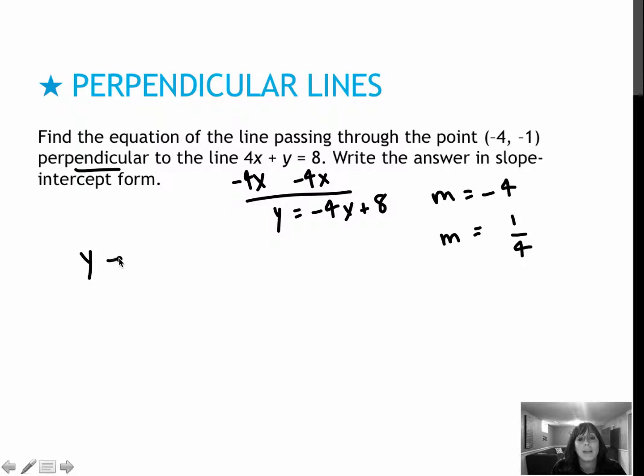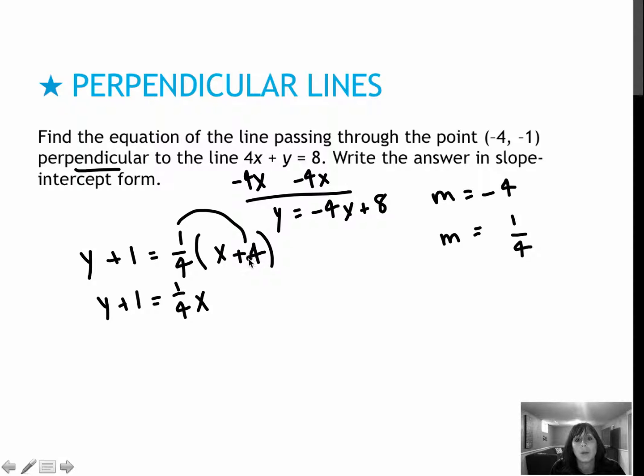So y minus my y value, which turns it into +1, equals my slope, x minus -4, which makes it +4. On the right, I distribute to get 1/4 x, and then remember I'm going to take 4 times 1, which is 4, divided by 4, which is 1. I will subtract 1 from each side to get my final answer of y equals 1/4 x. I wouldn't write the +0, but it wouldn't be wrong if you did.